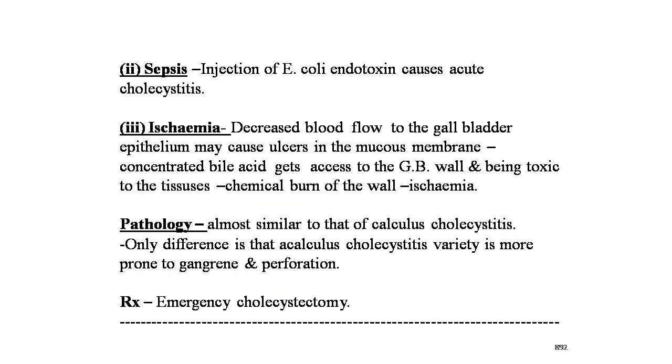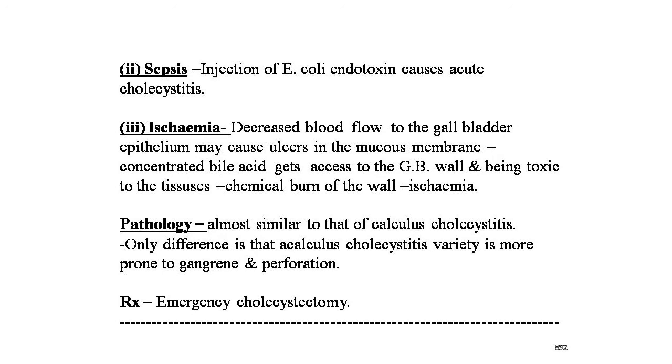The second etiological factor is sepsis. Injection of E. coli endotoxin causes acute cholecystitis. The third etiological factor is ischemia. Decreased blood flow to the gallbladder and epithelium may cause ulcers in the mucous membrane. Concentrated bile acid gets access to the gallbladder and being toxic to the tissues, causes chemical burn of the wall of the ischemic gallbladder.